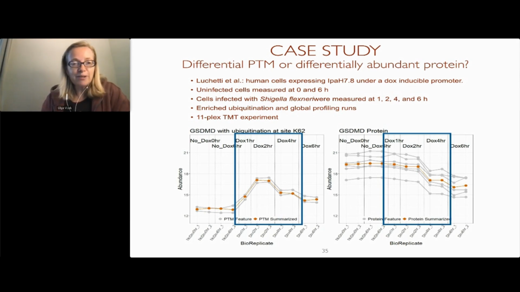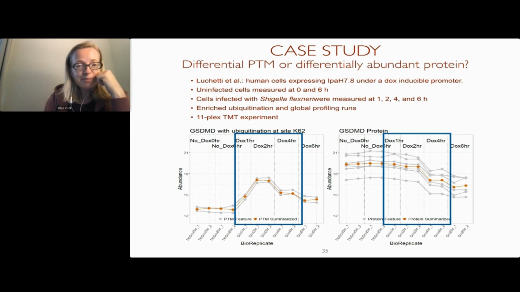Let me just show you how it looks in practice. So here's an example from a human cell line, and it is an 11-plex TMT experiment. The human cell line had uninfected cells measured at 0 and 6 hours, and infected cells infected at 1, 2, 4, and 6 hours. And so this is enriched ubiquitination, and also had separate global profiling runs.